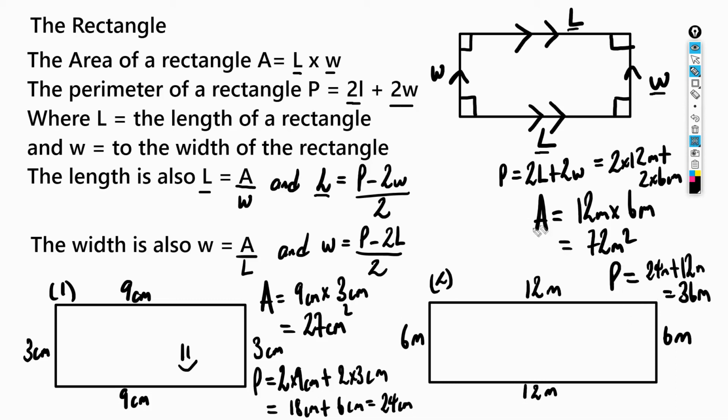Okay. All right. So for this one, the area is equal to 72 meters squared, which is all this area in here, right? And the perimeter is equal to 36 meters, and that's the answer.